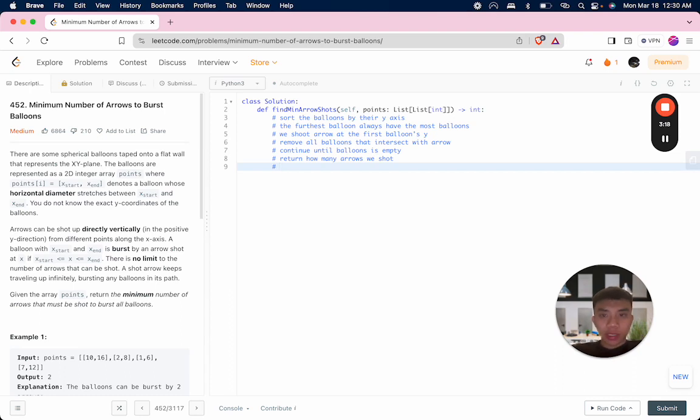So this would take O of n log n time complexity because of the sort function, and the space complexity is just O of 1 because we sort the points in place. We don't use any extra memory.